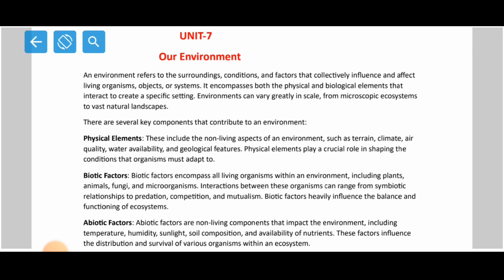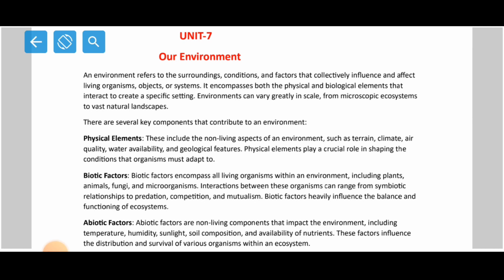An environment refers to the surrounding conditions and factors that collectively influence and affect living organisms, objects or systems. It encompasses both the physical and the biological elements that interact to create a specific setting. Environments can vary greatly in scale, from microscopic ecosystems to vast natural landscapes. So what is an environment? Actually, an environment is everything which we see around us. Even we ourselves are part of the environment.